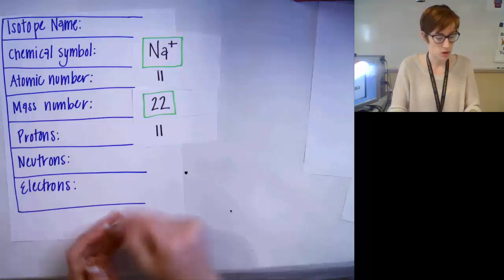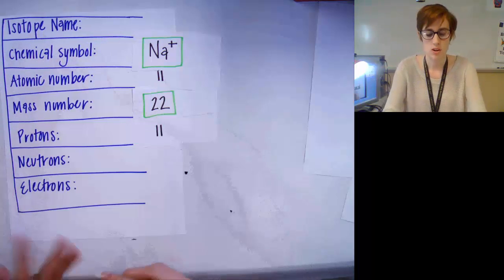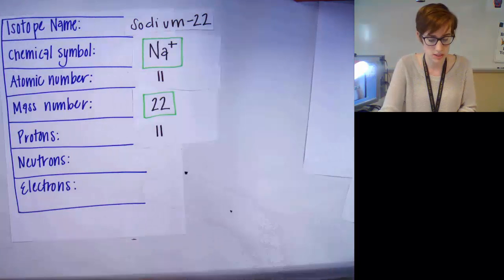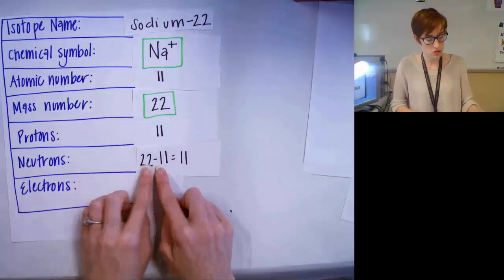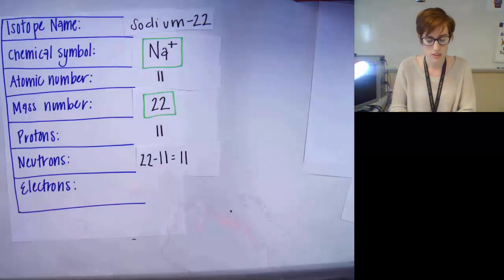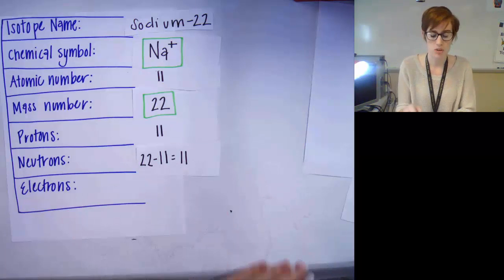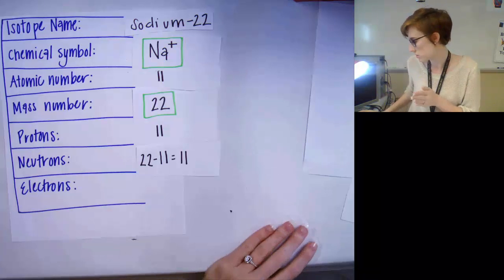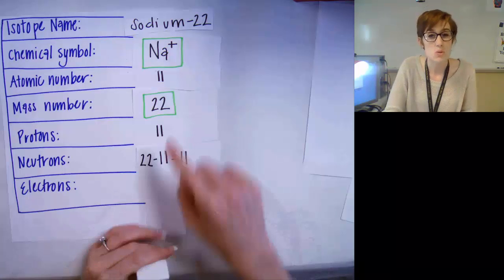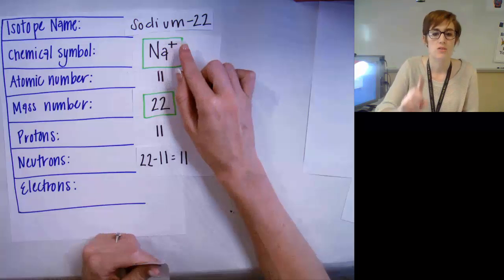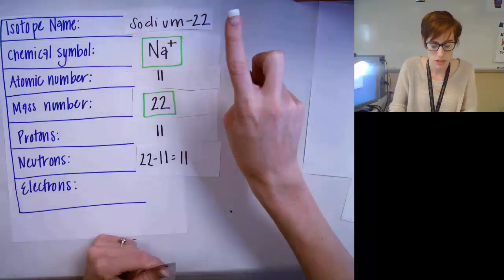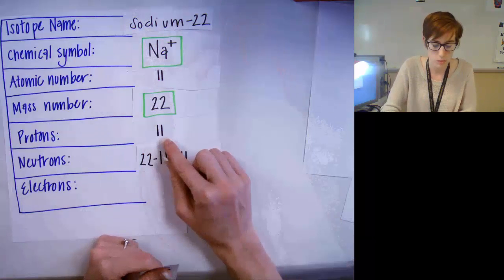If I have the mass number, I can go ahead and write out the isotope name. The isotope name is the name of the element, dash, the mass number. So sodium-22 is this isotope. To figure out the number of neutrons, I just have to take the mass number and subtract my number of protons, because remember, mass number is the number of protons plus the number of neutrons. To figure out my number of electrons, I have to look at my charge. Since I have a +1 charge for sodium, that means that it has 1 more proton than it has electrons. We have 11 protons, so we must have 10 electrons, and 1 more proton gives it that positive charge.